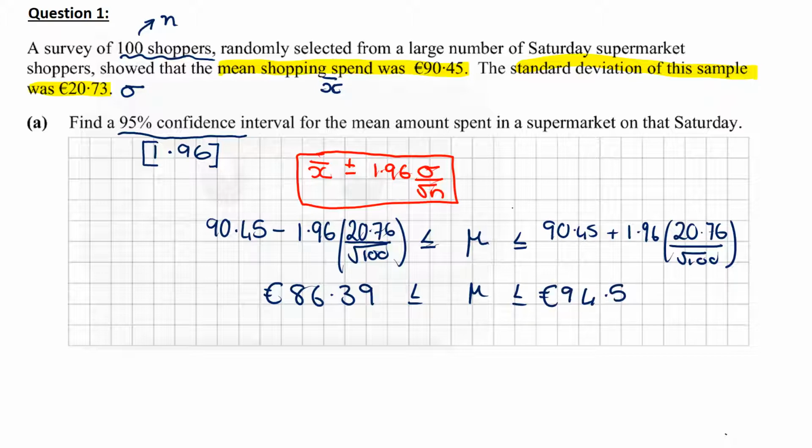So you can see that the mean of 90.45 wasn't exact. We couldn't say that that is where our actual mean is. It's not the same as the population. As we do more and more samples, we might be able to say that, but for now we can just use it to help us create a confidence interval. So we know with 95% certainty, or we can say 95% of the time, that the actual mean of the whole population, so the mean amount spent in a supermarket on this Saturday, was between 86.39 and 94.51.